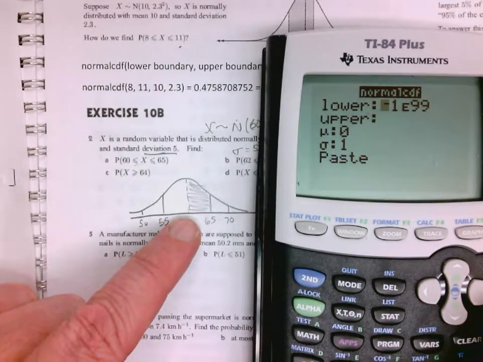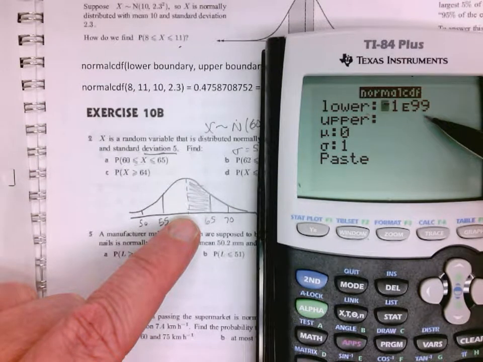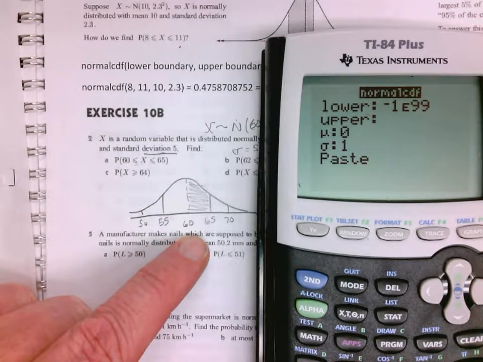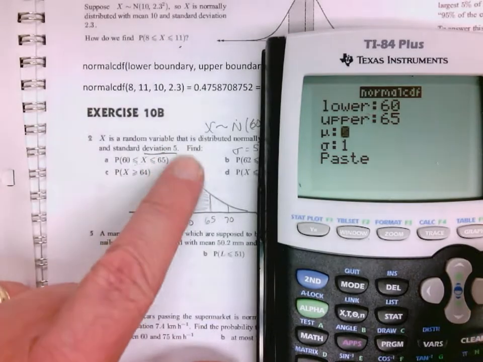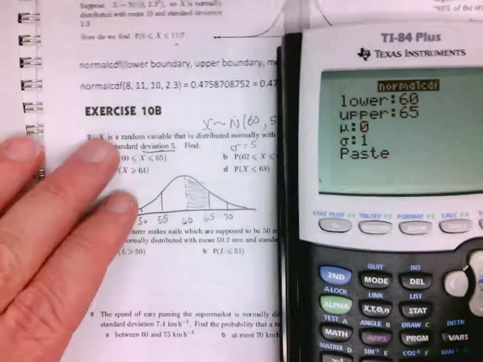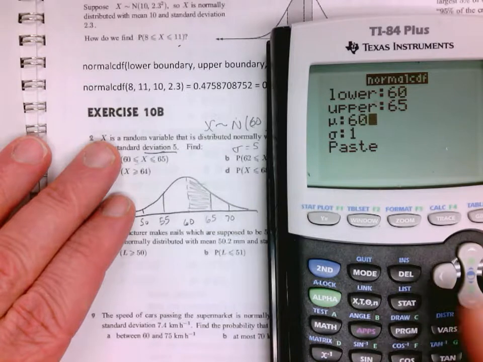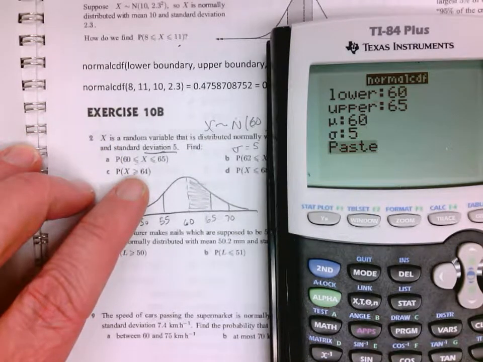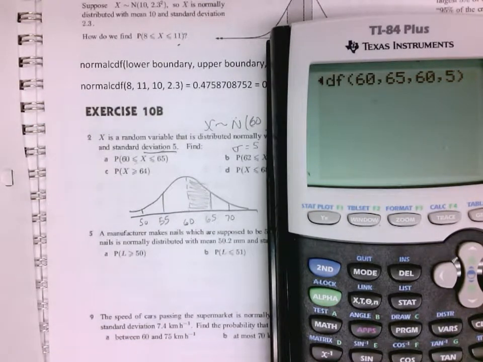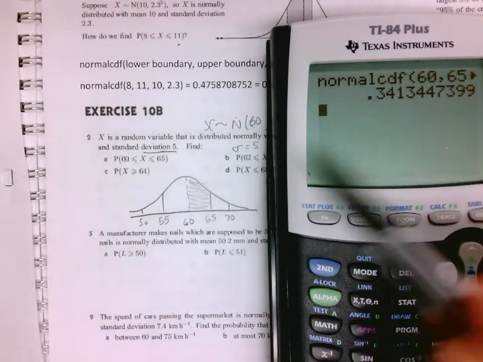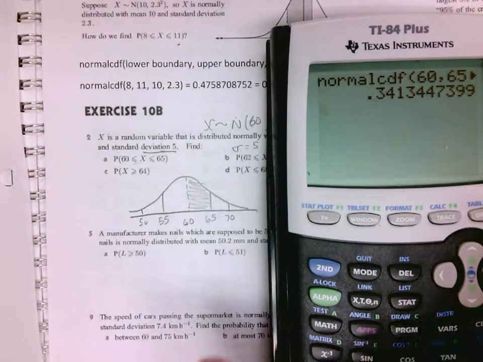Okay, so right now I have it starting at 0. This is how we enter 0. And I want to go from 60 to 65, and my average is 60, and my standard deviation is 5. Now before you hit enter, we already know the answer to this because we have talked about this. One standard deviation is generally 34%. Okay, 68% on either side. So 0.341 is the probability.